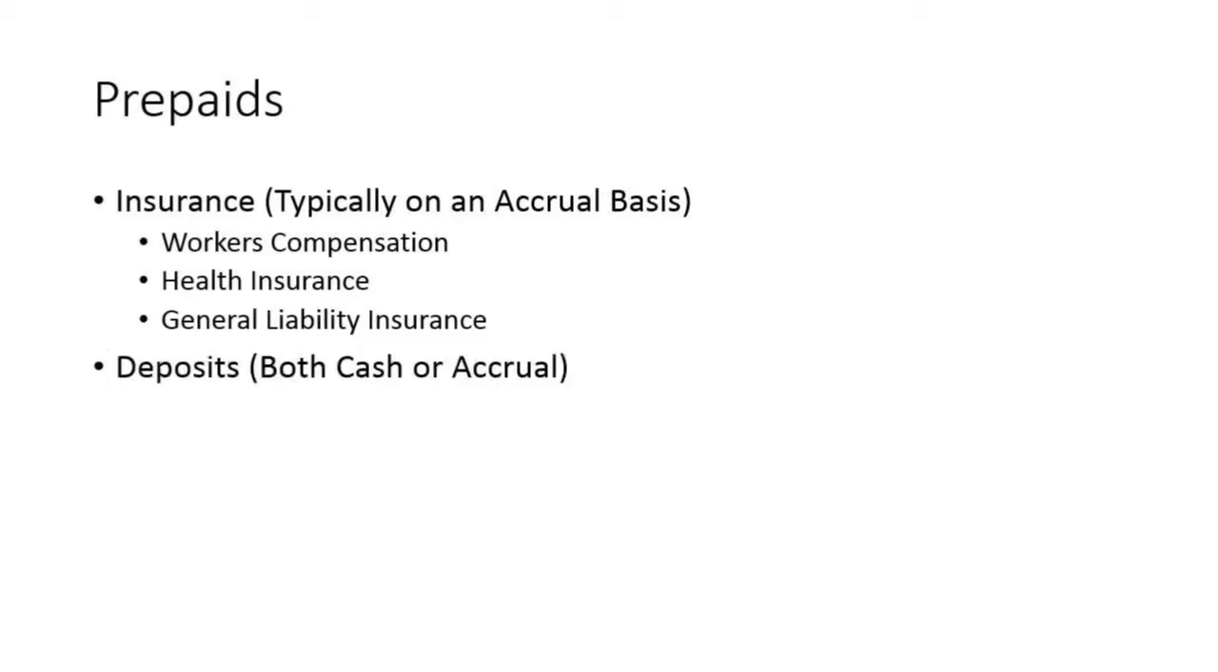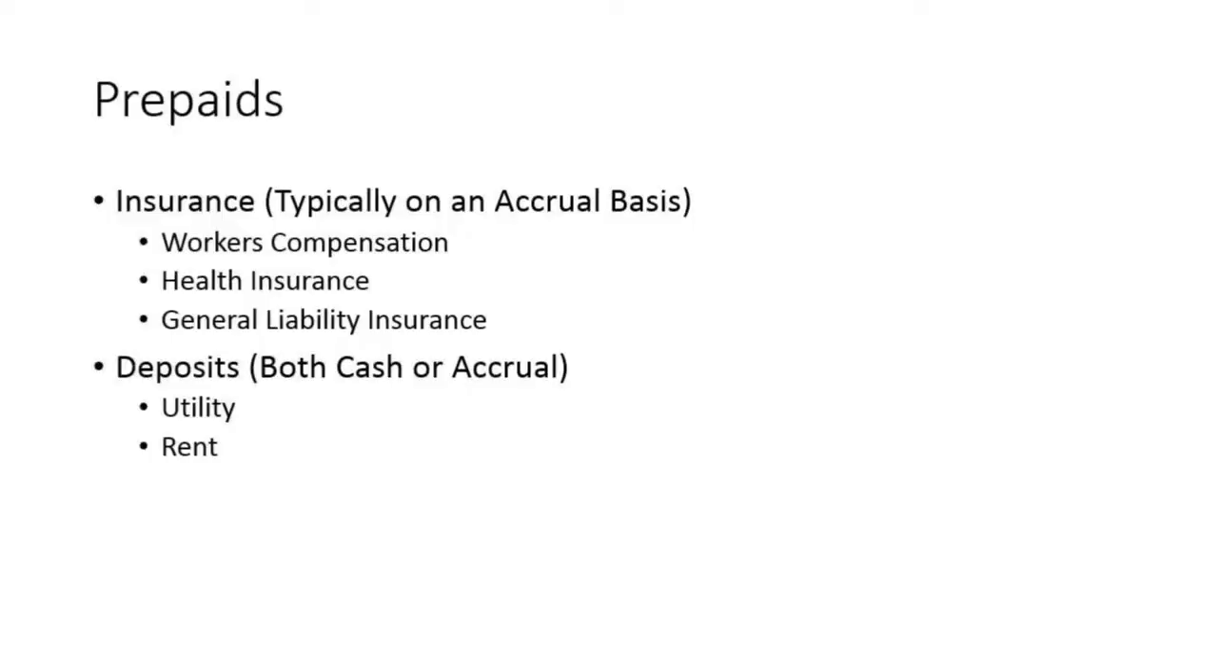Next, we have deposits, and these, again, are typically both cash and an accrual basis. We have utility, which again is your electric, power, water. Sometimes, in most cases, they require a deposit to turn it on. You also have rent, and again, your rent can be a prepaid month. Maybe you had to pay the last month's rent in advance, as well as a deposit. Both of those are considered an asset until you use them or get them back.